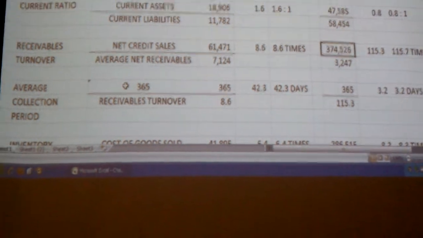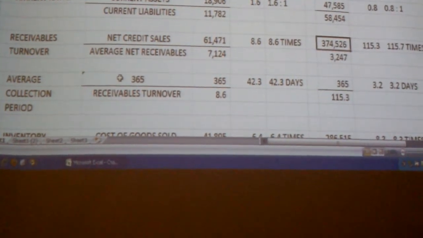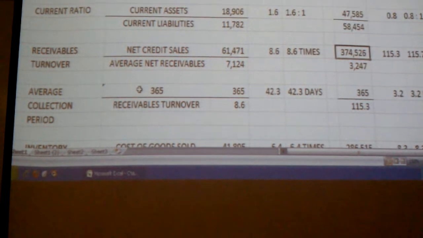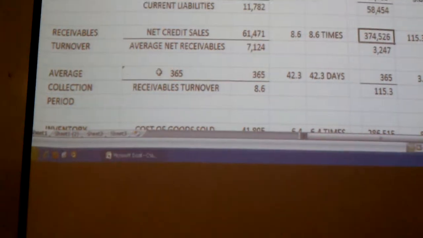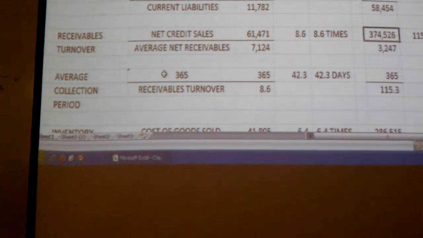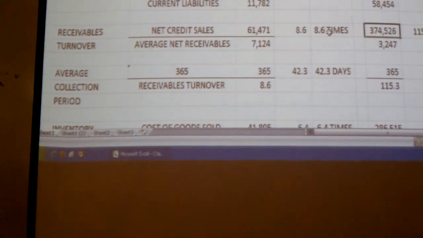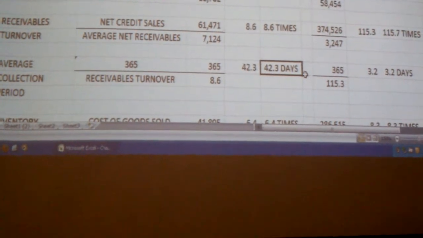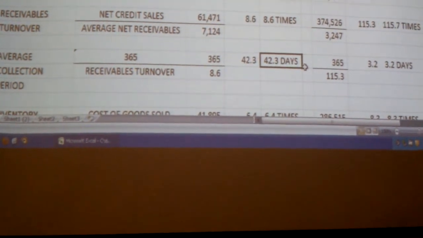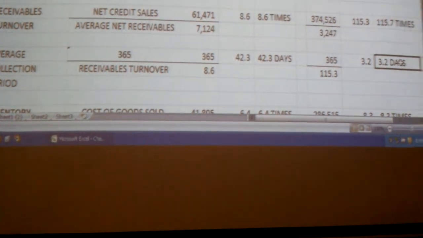A common representation of receivables turnover is what's called average collection period. This is also known as days in receivables. All this does is basically represent the ratio in a more operational context. So instead of showing it as number of times per year, it tells you how many days it takes before the company can collect on their receivables. You can see obviously Walmart has a substantial advantage here.